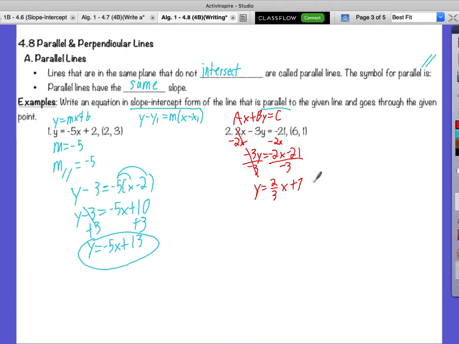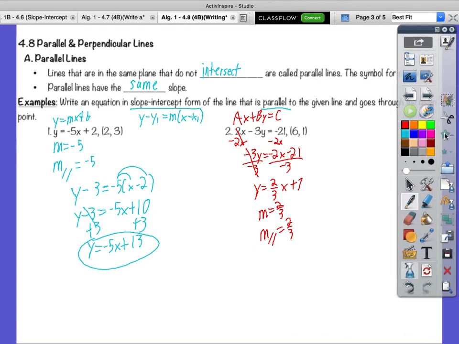So now, what's the slope of this line? 2/3. So what's the slope of our parallel line? 2/3. Okay. You guys want to learn a quick little trick to help us find slope faster when it's in standard form? Sure. Yeah, cool. I'll teach it to you.